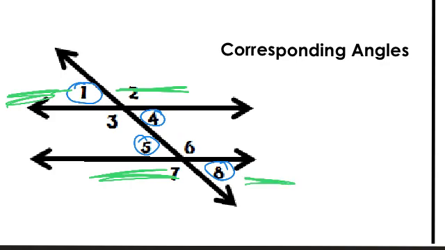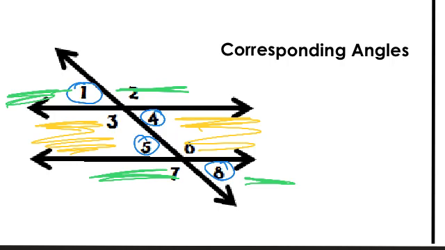So angles 1 and 8 are alternating exterior angles. And when they're interior, they're between the parallel lines. So angles 4 and 5 are alternating interior angles. But what does that leave angles 1 and 5 or 4 and 8 to be? And that's where we learn about corresponding angles.